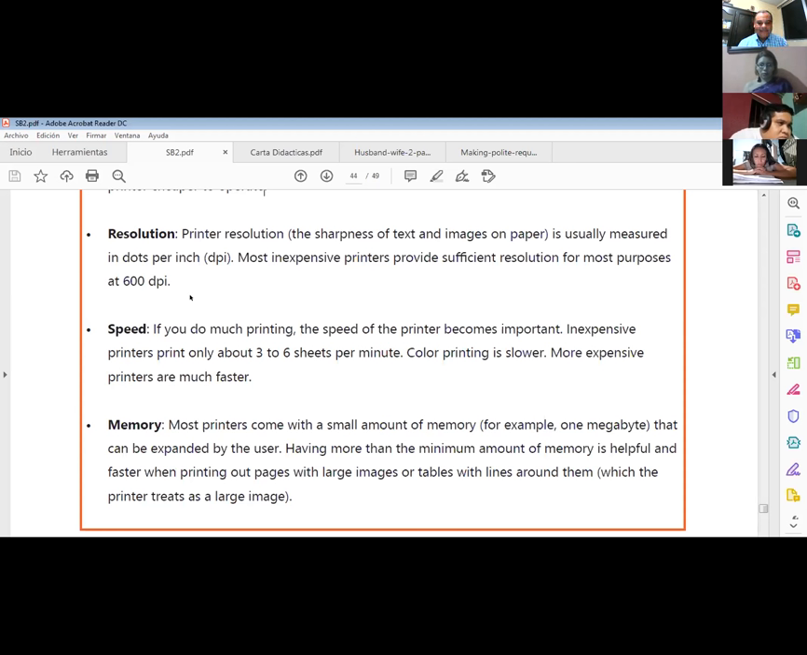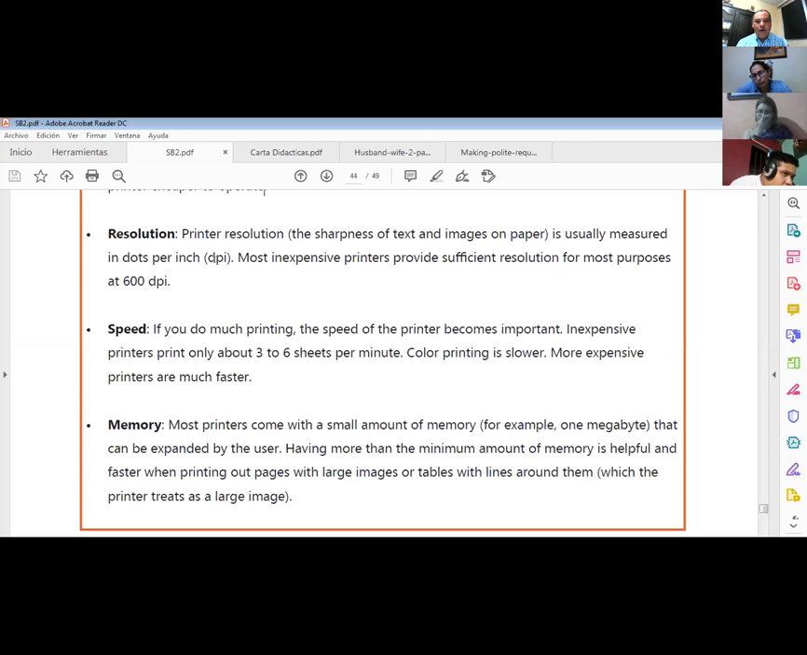DPI. Measure. What? Sharpness. Measure. Medido, is usually measured. The resolution is usually in dots per inch, puntos por pulgada. Dots per inch. Sharpness, el brillo. The sharpness of text and images on paper is usually measured in dots per inch. More questions?